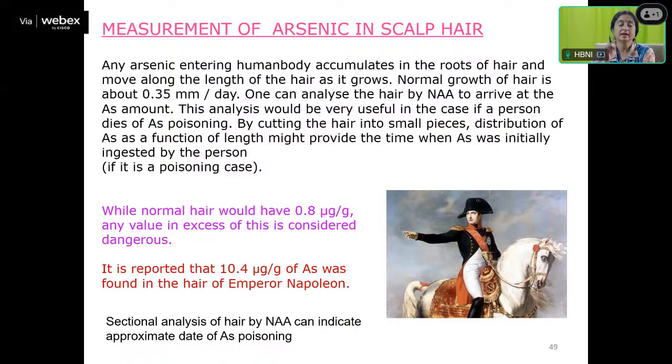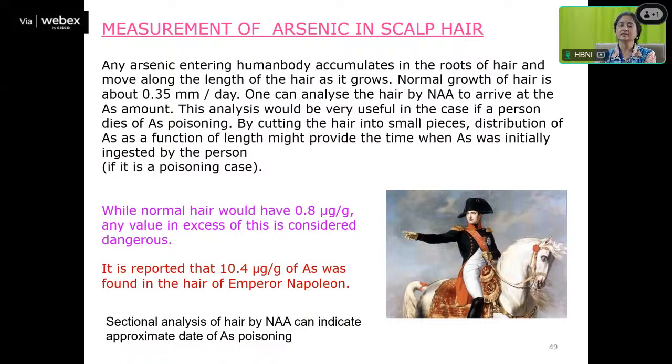Arsenic is very sensitive by neutron activation analysis. Any arsenic entering the human body normally accumulates in the roots of hair and moves along the length of the hair as it grows. Normal growth of hair is around 0.35 millimeter per day. So one can analyze the hair by NAA to arrive at the arsenic amount, which would be very useful when a person dies of arsenic poisoning, say.